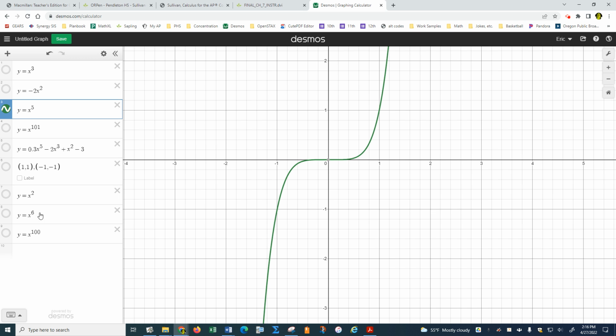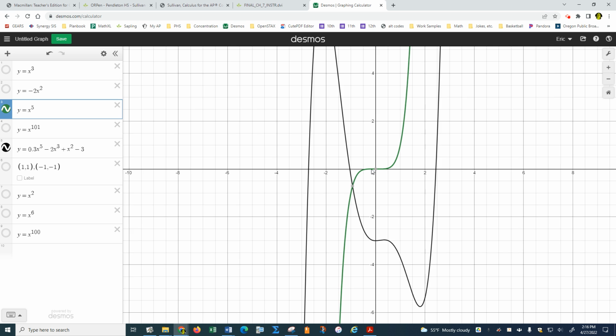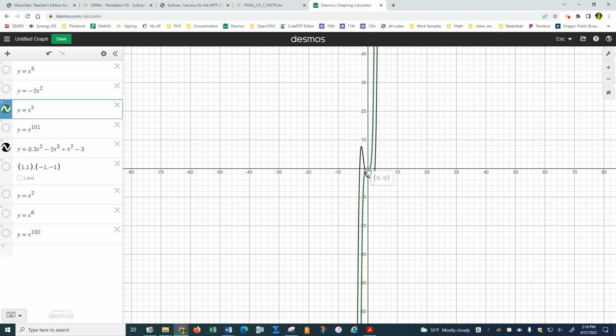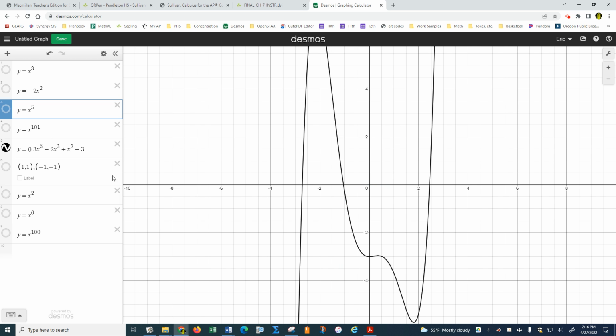The function is going to be a little bit more complicated, right? If I turn this one on, it looks a lot more complicated. But if I zoom out a whole bunch, they start to look pretty similar, don't they? See my point? Okay, so we're not going to concern ourselves with all the stuff that's going on in here. I can just ignore everything except the leading term. The leading term has a power of 5, so it's an odd degree, positive leading coefficient.